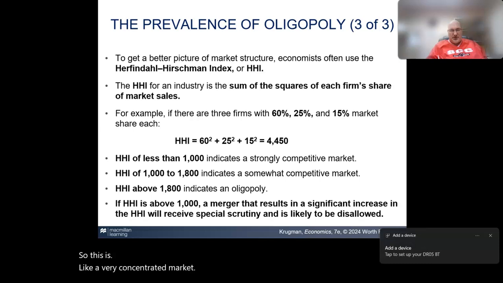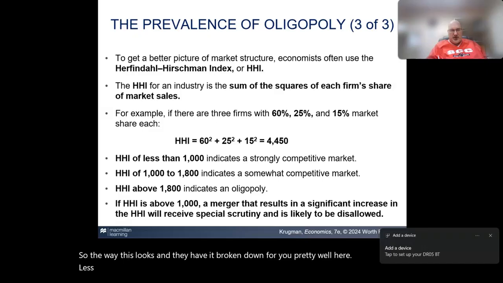So the way this looks, and they have it broken down for you pretty well here. Less than 1,000 is a competitive market. 1,000 to 1,800 is somewhat competitive market. Anything above 1,800 is an oligopoly.